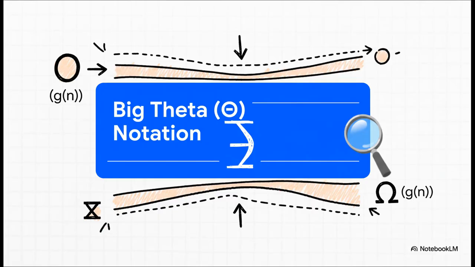Now, every once in a while, you get a situation where the best-case and the worst-case scenarios grow at the same rate. When that performance ceiling and the floor are basically the same, we have a special name for it, Big Theta. This gives us what we call a tight bound, and it means we know exactly how the algorithm is going to perform as it scales. It's really the most precise description of an algorithm's efficiency you can hope for.